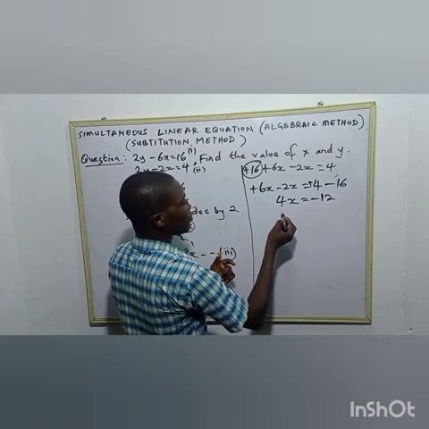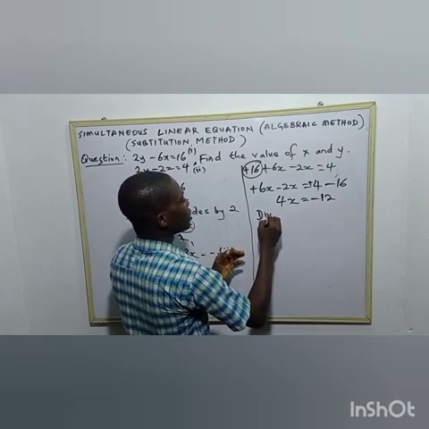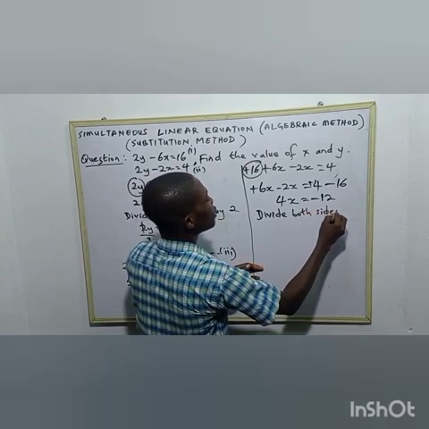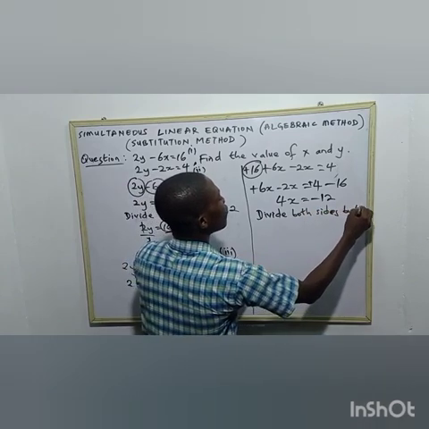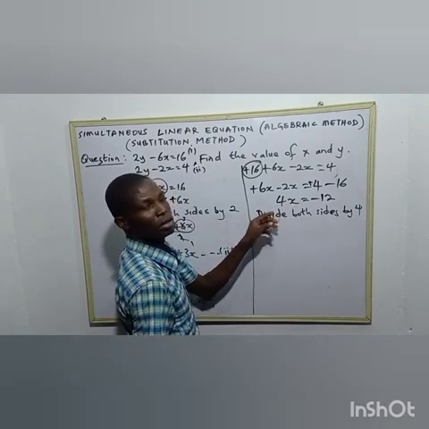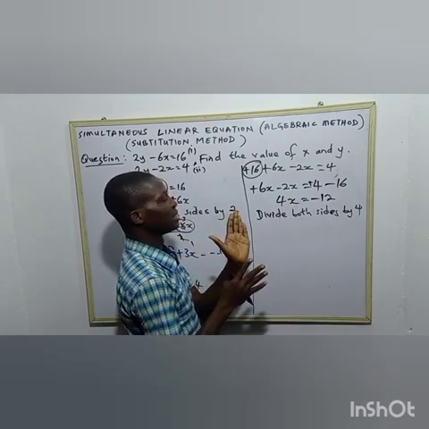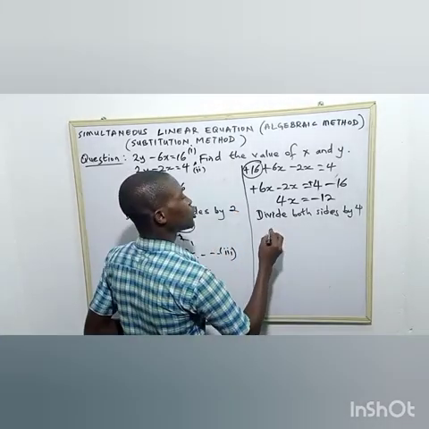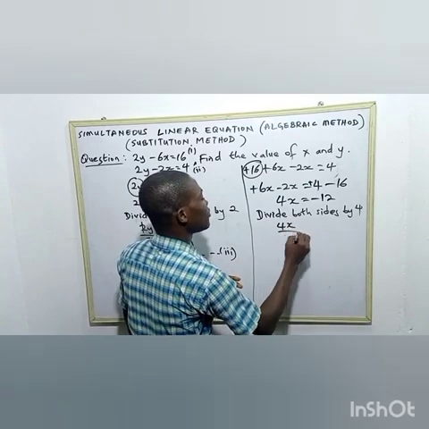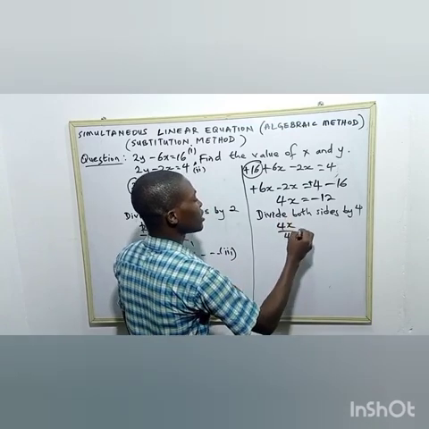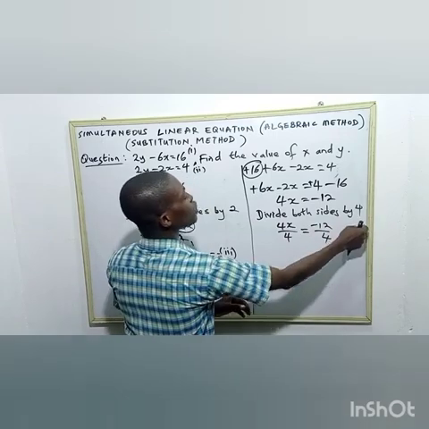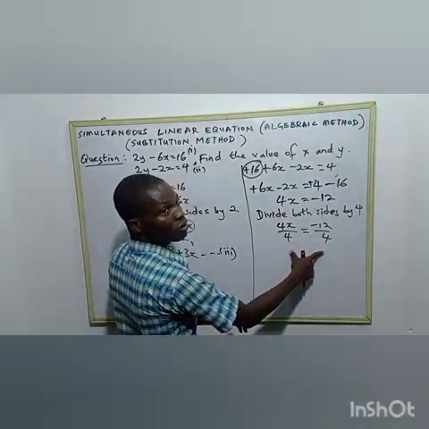To get the value of x, divide both sides by 4. The coefficient of x is 4, that is the number beside the x. So 4x divided by 4, as we have said, then minus 12 divided by 4. Use it to divide this side and this side, as we have done here.